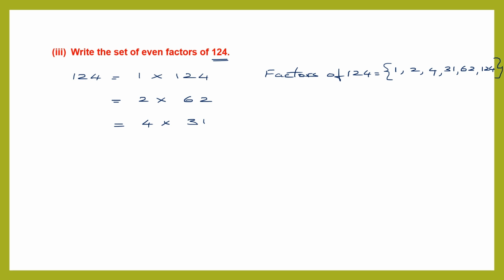Now the question says write the set of even factors. That means from here we have to pick out only the even numbers. So what are the even numbers? We have 2, we have 4, we have 62 and 124. So we have the answer, the set of even factors. We can give it a name, even factors. You can give it any letter in capitals. Okay, now let's write out all the even factors. That is 2, 4, 62 and 124. These are the even factors of 124.